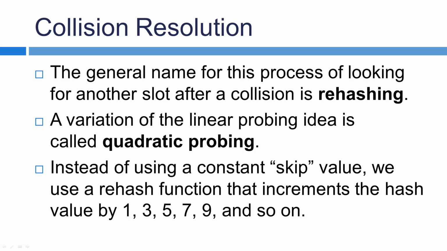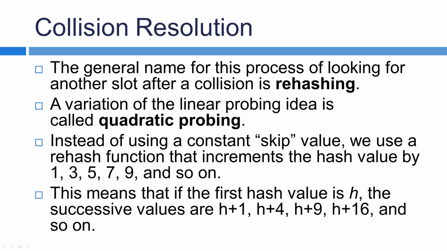Instead of using a constant skip value, in the last case it was just 1, we use a rehash function that increments the hash value by 1, 3, 5, 7, 9, and so on. Another note is that this means if the first hash value is h, the successive values are h plus 1, h plus 4, h plus 9, h plus 16, and so on.